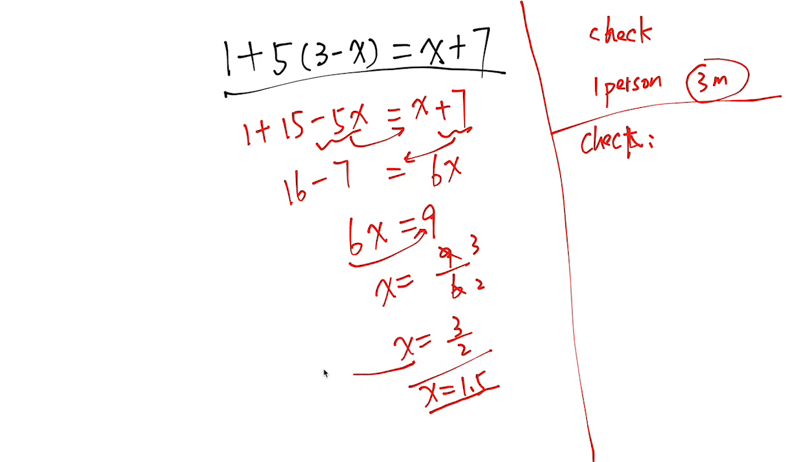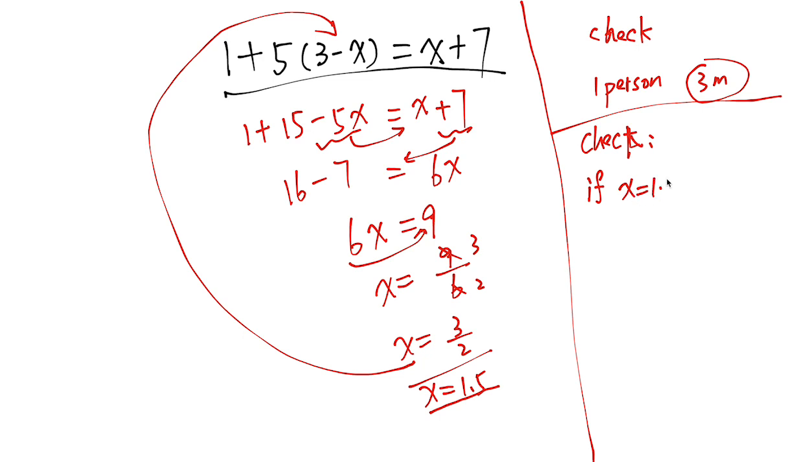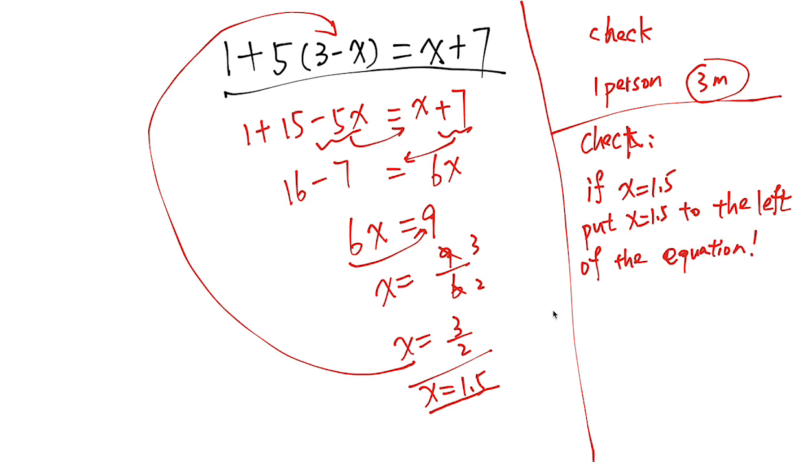Now we can put x back into the original equation. So you can write like that. Maybe it's the normal type, but maybe you are more familiar with the algebra equation. You don't need to write too many things. So if x equals 1.5, put x equals 1.5 into the left side of the equation, which means you can put x equals 1.5 here.